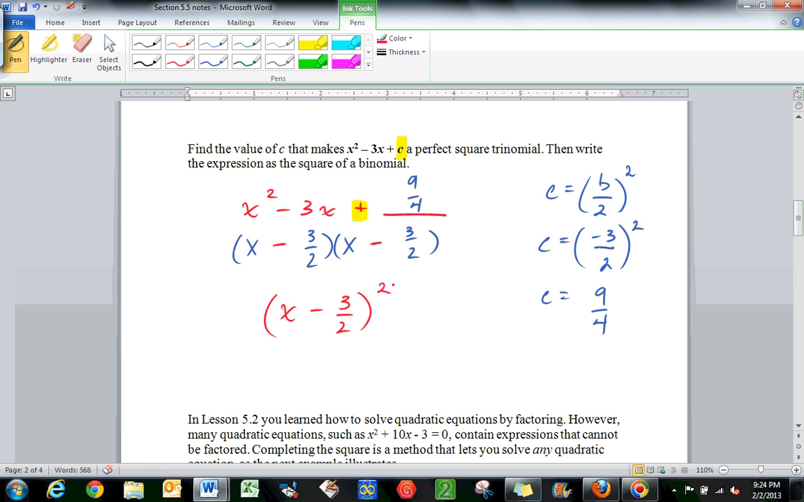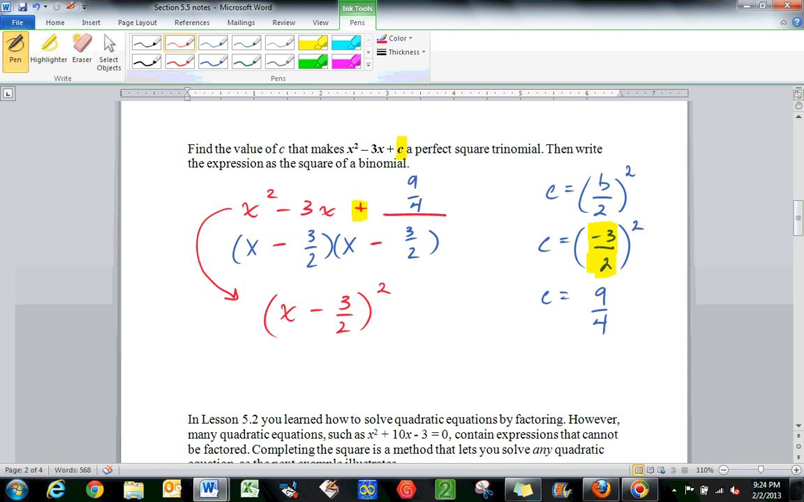Now, what we would like you to be able to do is recognize that this perfect square trinomial turns into this square of a binomial using this value of -3/2. And so if you recognize this, you will be able to skip the factoring step, which is what we would like you to get to be able to do, to save some time when we go into solving quadratics again.